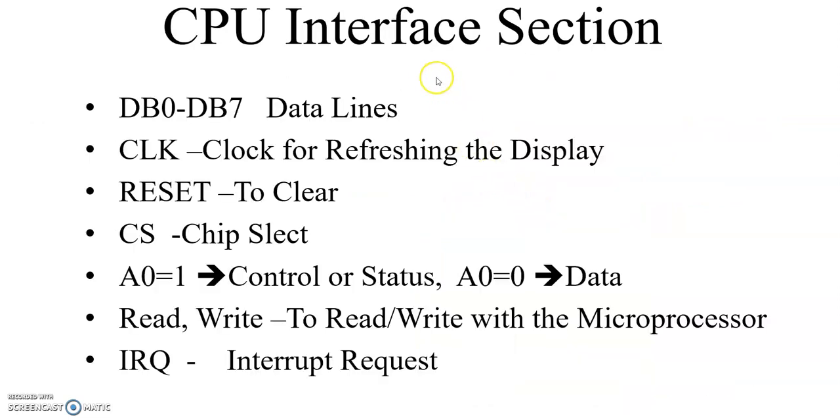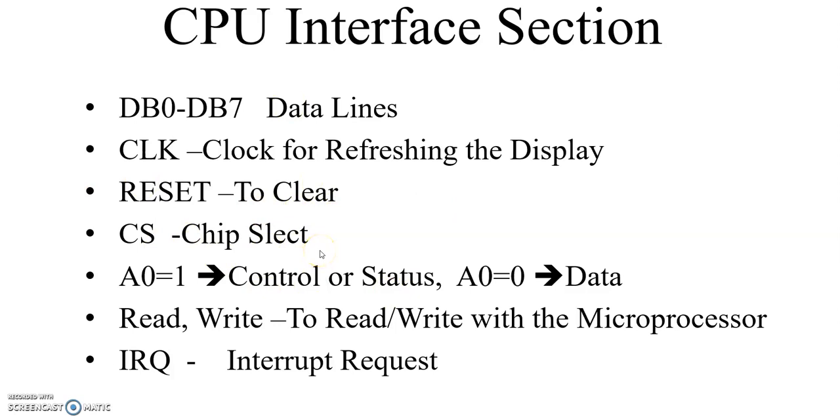Next, the CPU interface section having DB0 to DB7, that is the data lines. These are all the bidirectional data bus lines. The data and command words to and from the CPU are transferred on these lines. Next one is the clock. This is a clock input used to generate internal timing required by the 8279. Next one is reset, to clear the 8279. Next one is CS, that is chip select.